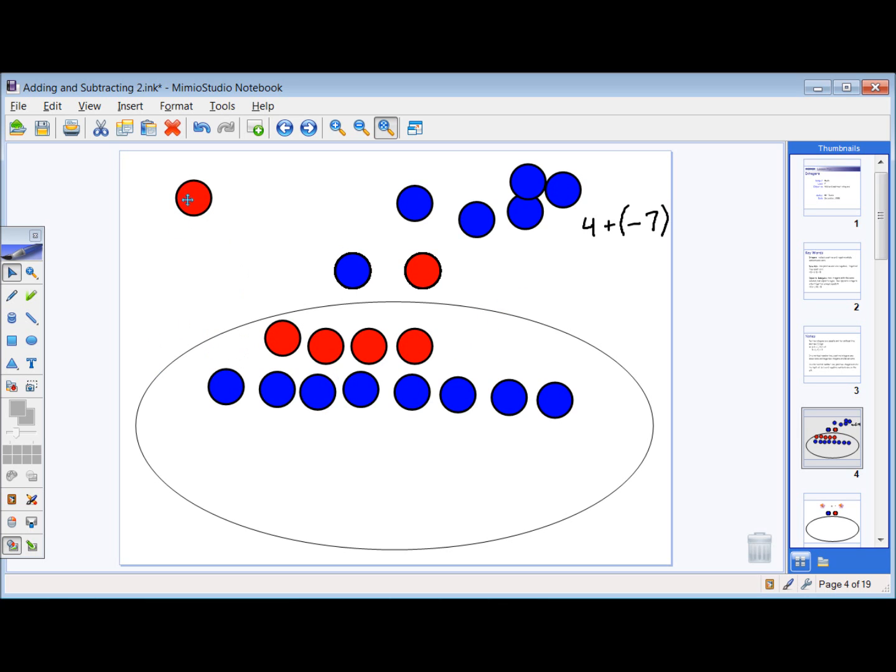Okay? So if I take out a positive and a negative, and remember 1 positive and 1 negative is always 0, I can take away zeros as many times as I want. And this number here still stays the same.